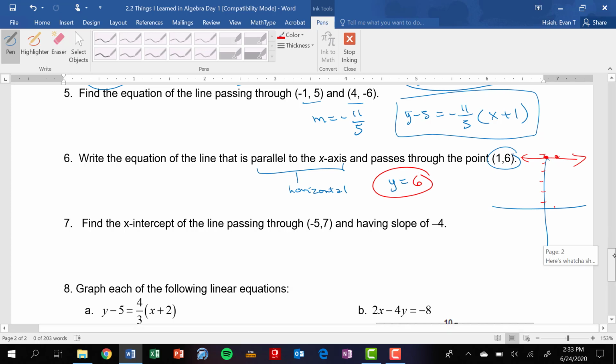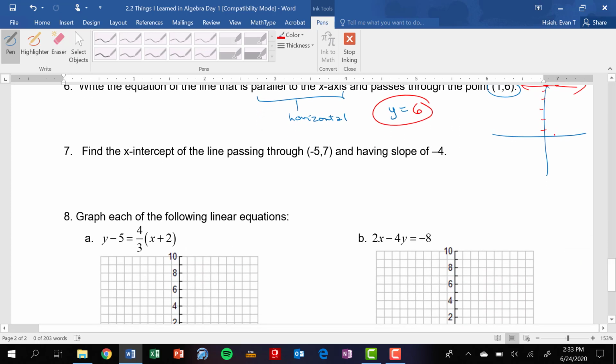Find the x-intercept of a line passing through that point and having a slope. So let's find the equation of the line first. We'll use point-slope form again. y minus 7 equals, the slope is negative 4, x minus negative 5, so plus 5. And to find the x-intercept, if you remember from last year, you know that at the x-intercept, the y value is always going to be equal to 0.